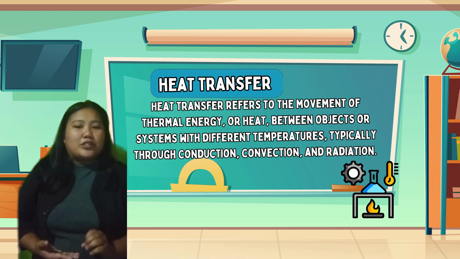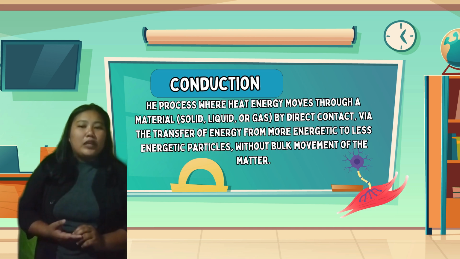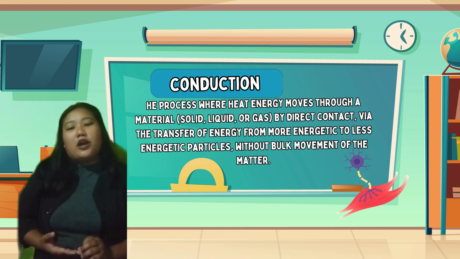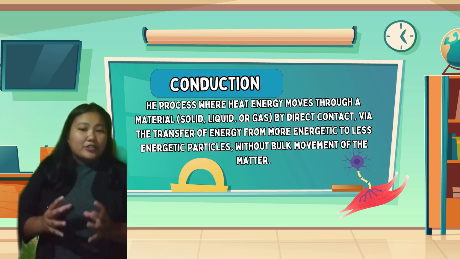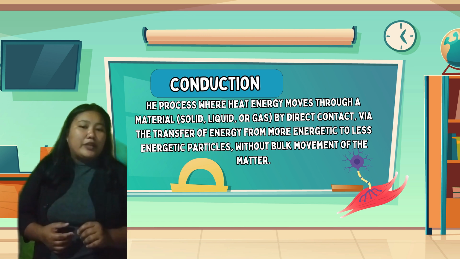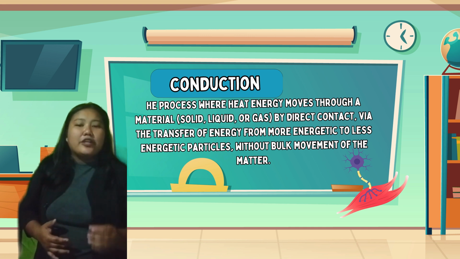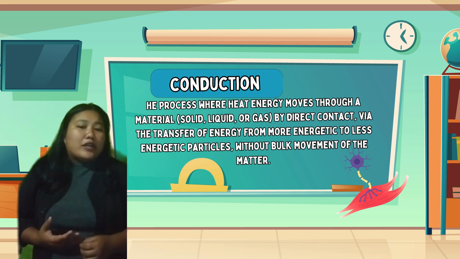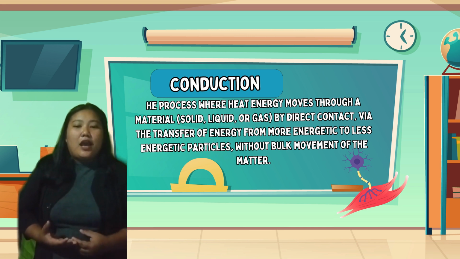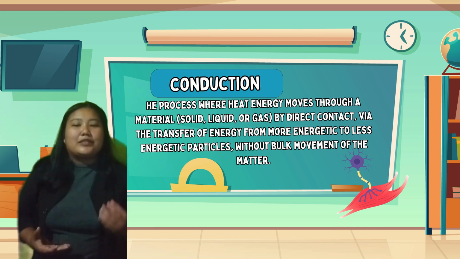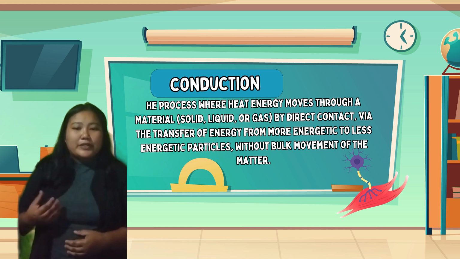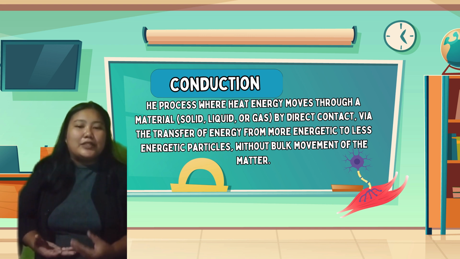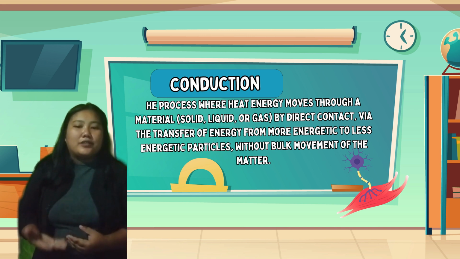The first mode of heat transfer is conduction. Conduction is the transfer of heat through direct contact between molecules. It occurs primarily in solids, where molecules are closely packed together. When one molecule vibrates due to heat, it transfers energy to its neighboring molecules, a chain reaction that spreads the heat. Materials with high thermal conductivity, like metals, transfer heat quickly through conduction, while materials with low thermal conductivity, like wood or air, transfer heat slowly.